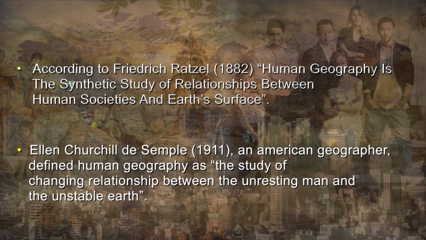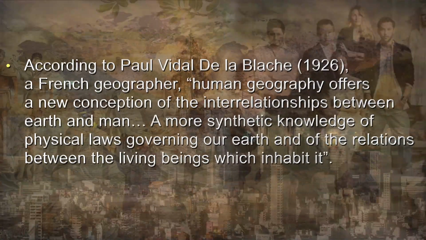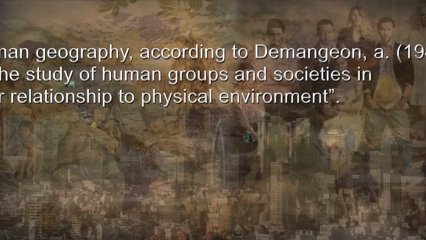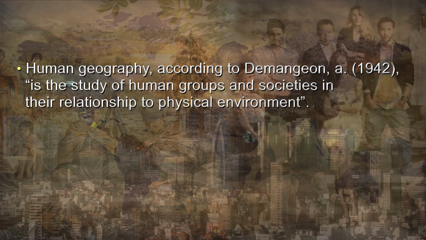Semple, an American geographer, defined human geography as the study of the changing relationship between the unresting man and the unstable earth. Whereas Blache, a French geographer, said that human geography offers a new conception of the interrelationships between earth and man, a more synthetic knowledge of the physical laws governing our earth and of the relationship between the living beings which inhabit it.